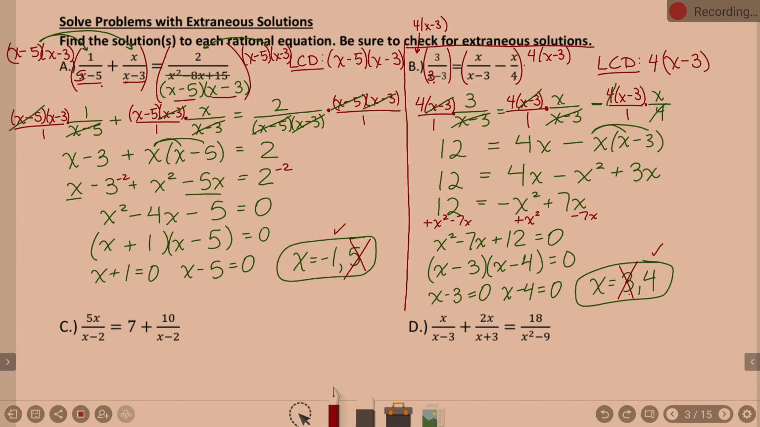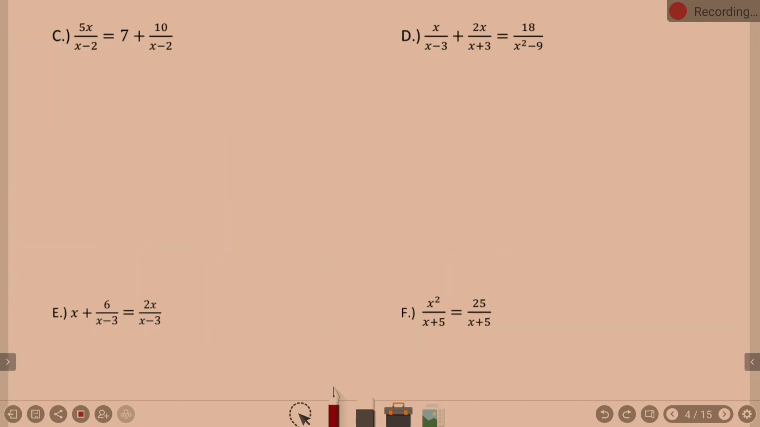Okay. C is a good example to talk about because there's a piece there that is not a fraction. So we're going to talk about that. 5x over x minus 2 equals 7 plus 10 over x minus 2. Okay. You just make it 7 and 1. You can think of it that way. I honestly wouldn't even make it a fraction, but I'll talk about that here in a moment.